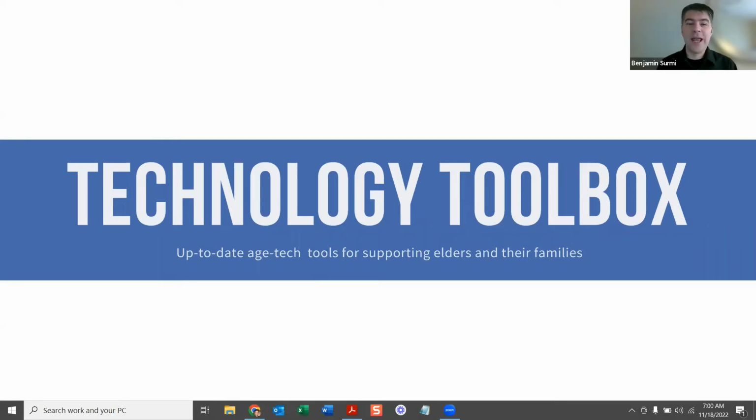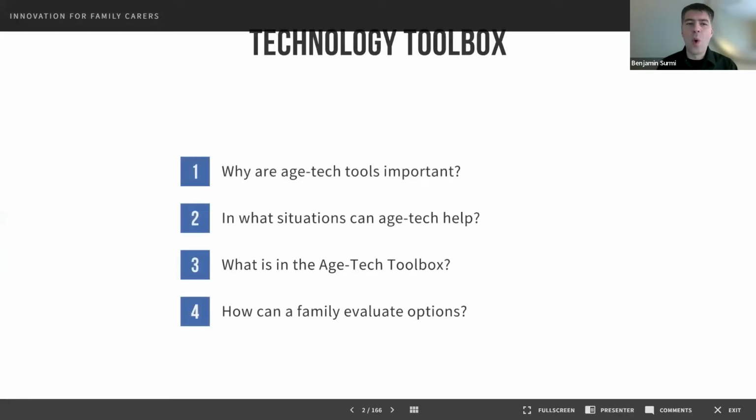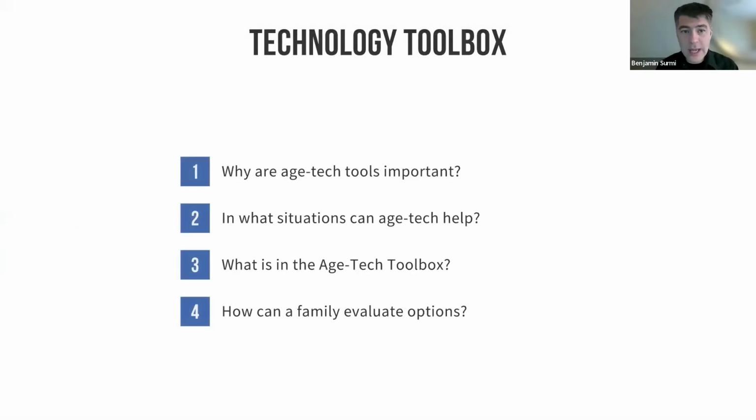We are going to look at age tech tools to help support elders and their families. That is the purpose of our conversation today. We're going to look at why age tech tools are important, in what situations age tech can help, and what is in the age tech toolbox. And then finally, how can a family evaluate their options?